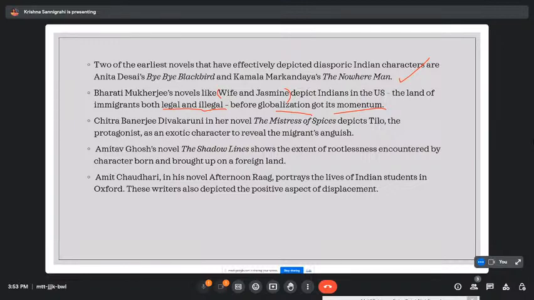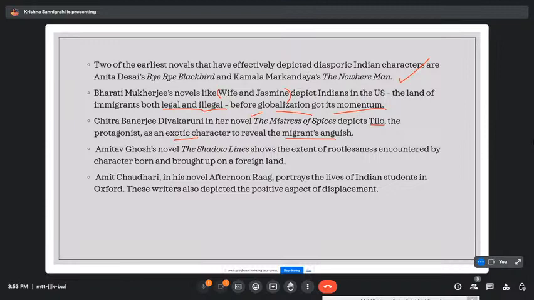Then Chitra Banerjee Divakaruni is also writing, and her first novel, The Mistress of Spices, has also been made into a movie. If you know about it, you can watch it. The Mistress of Spices depicts Tilo, the protagonist, as an exotic character to reveal the migrants' anguish.